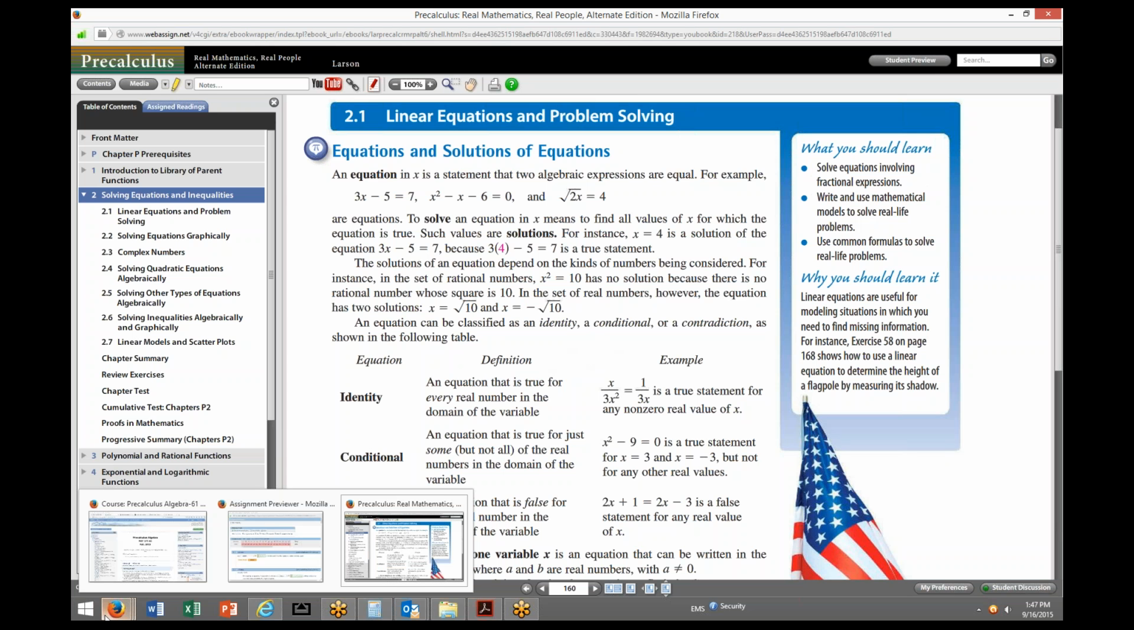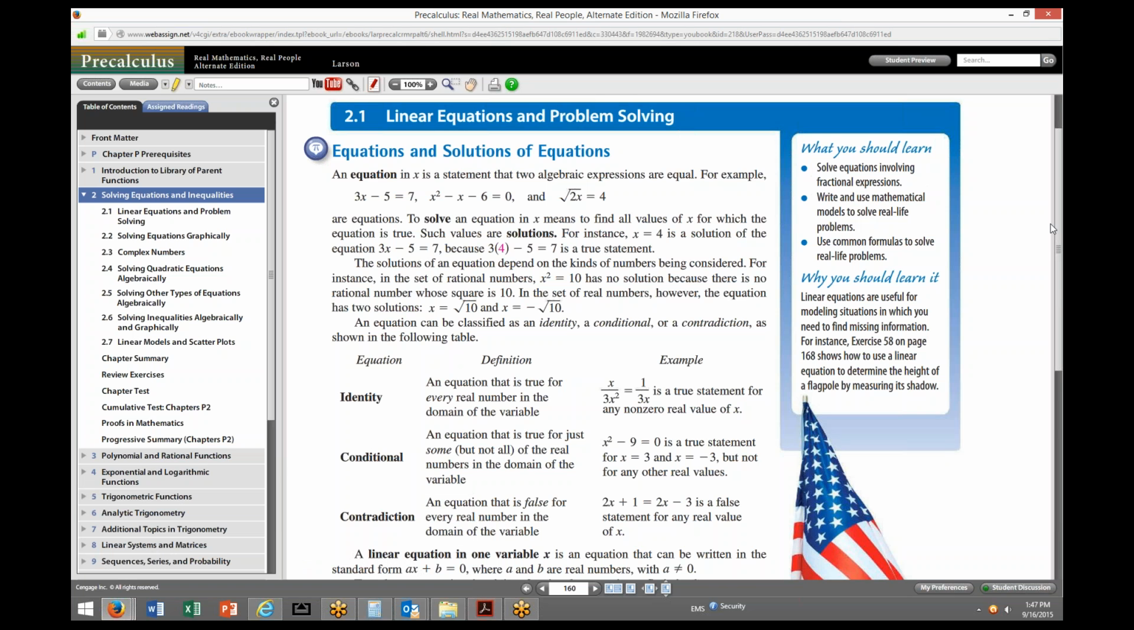So when we say 2x plus 3 equals 5, that equation is only true, for instance, if x equals 1. So 2 times 1 plus 3, 2 plus 3, yes, that's 5. Any other value of x other than 1 will not make the equation 2x plus 3 equals 5 true.